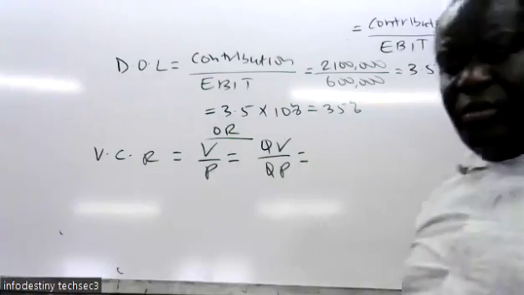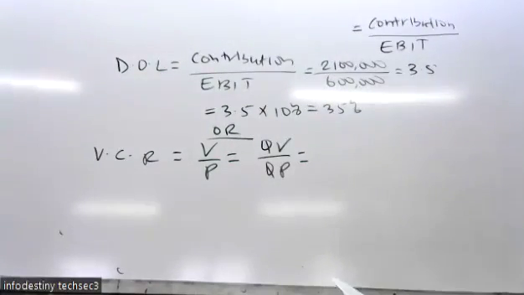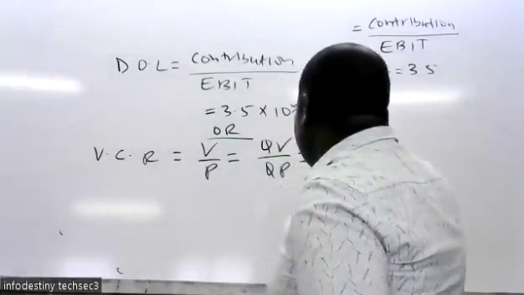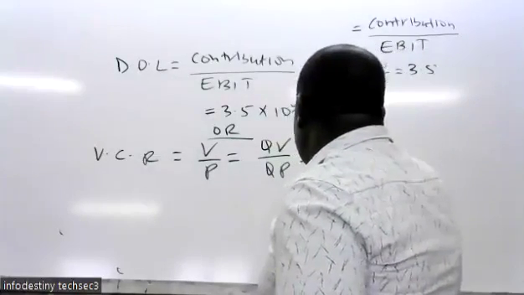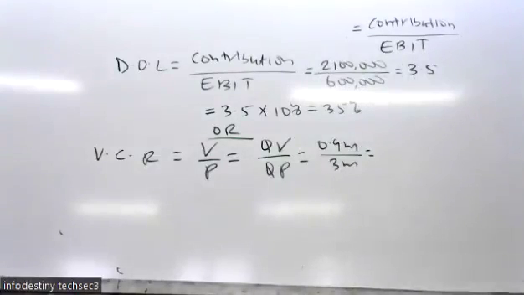In that question, they have already given you the variable cost. Are you able to see the variable cost? It is 0.9 million, and sales is 3 million. So when you compute that, the variable cost ratio should be the same as it is here.